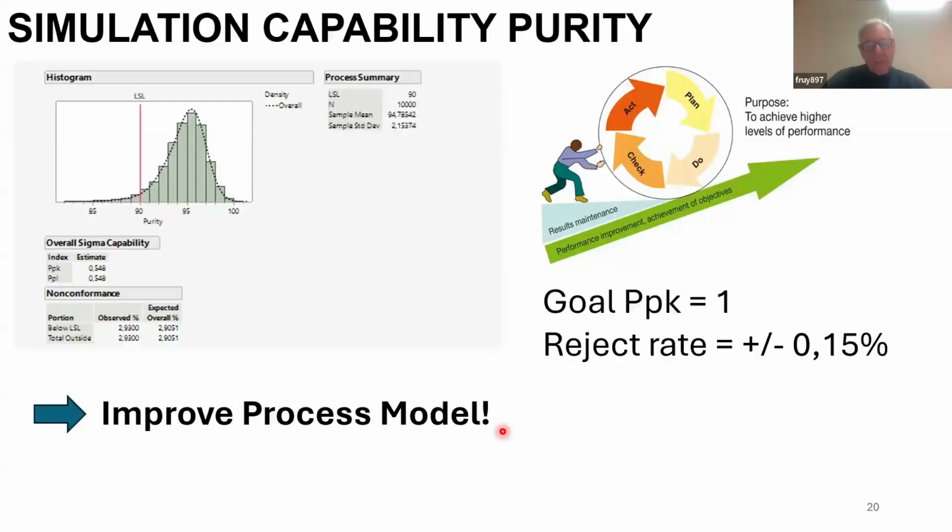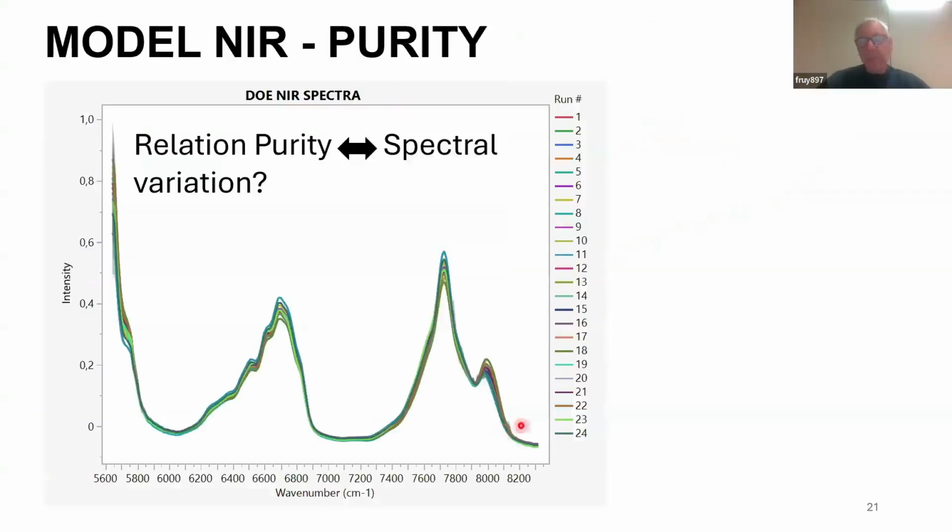Of course, this cannot be done by our slow analysis procedure, a chromatographic procedure, which takes about 15 minutes. So we need to generate much more purity data, and we believe that this can be achieved by NIR spectroscopy. Then we need to model the purity as a function of the spectral variation.